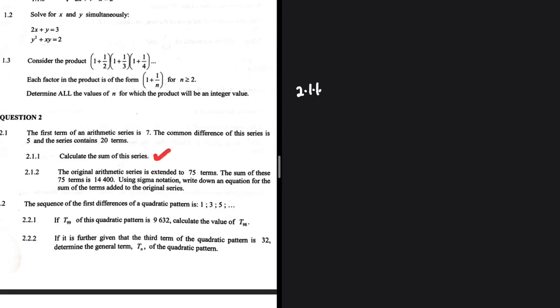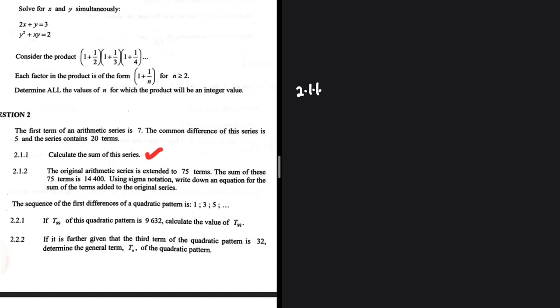Okay, let's take a look at 2.1.1. Calculate the sum of the series. So what information do we have? The first term of an arithmetic series is 7, so we are given that a is equal to 7. The common difference of this series is 5. And the series contains 20 terms, so we know that n is equal to 20.